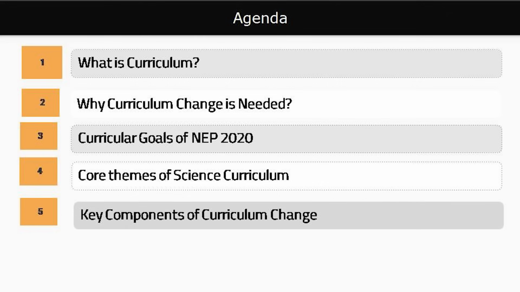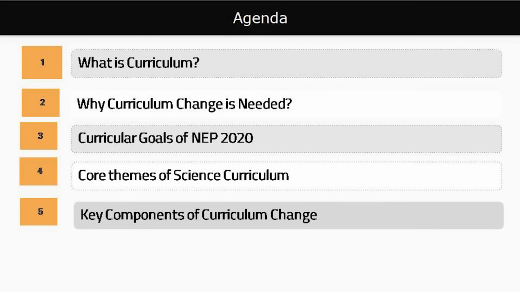changes are. If you see here, the first one is what is curriculum, why curriculum changes are needed or necessary, the curricular goals of NEP 2020, the core themes of science curriculum, and the key components of curriculum changes. Among these 5 aspects, first we will see what a curriculum is.